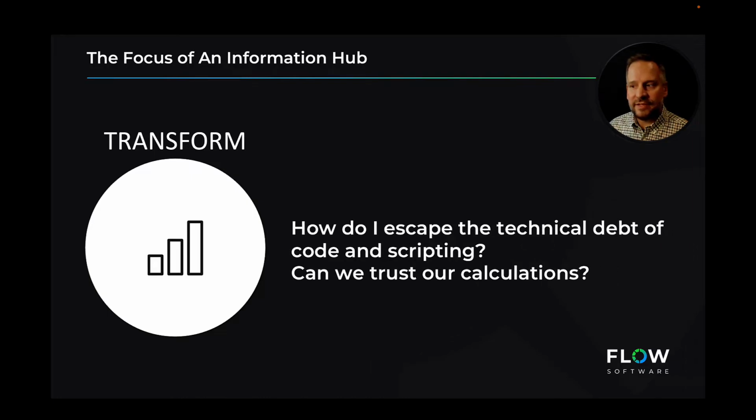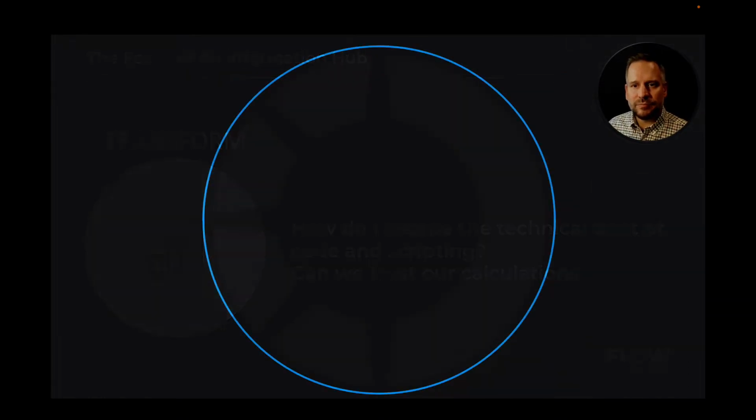Once the data is cleansed, then we can start to try to figure out how we escape all of the technical debt that we have been inheriting before. So how do we do this without having to write a bunch of custom SQL queries? How do we do this without having to do a ton of scripting inside of other platforms? How do we know we can trust our calculations? The transformation tools inside of Flow are going to help us in this process. Let's take a look at how they work.